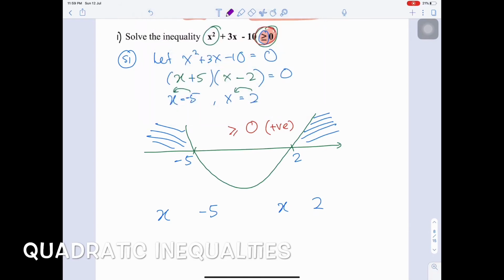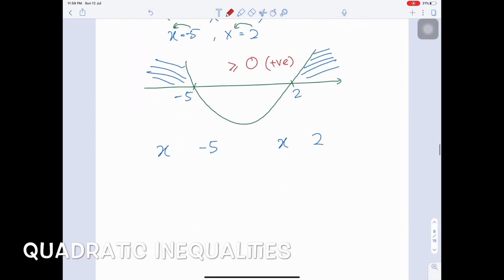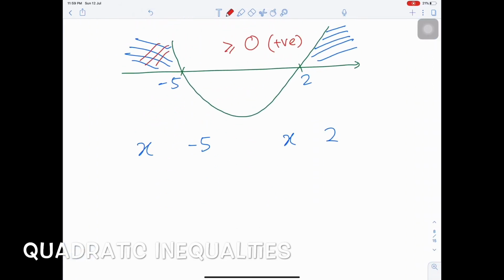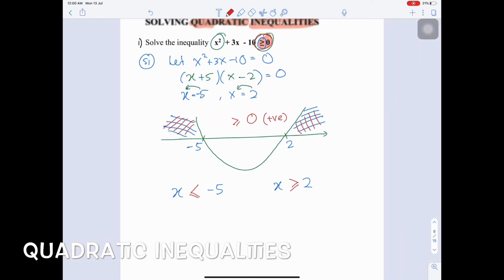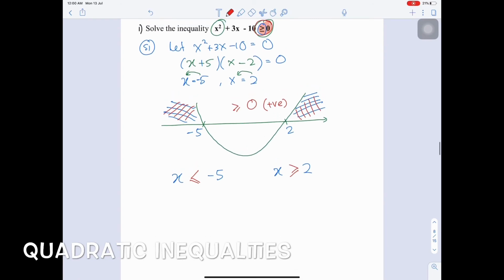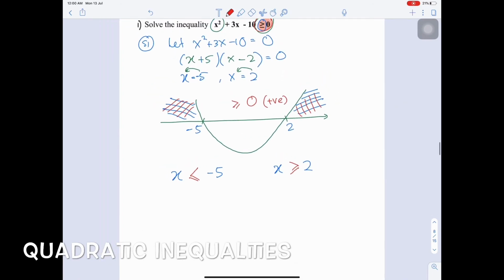How do we write down the inequality? Because we shaded to the left, it is less than. And the second one, because we shaded to the right, the inequality is greater than or equal to. This is how you write down the range, or solve the inequality.